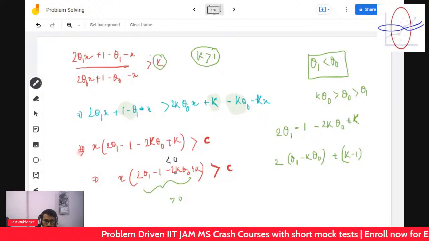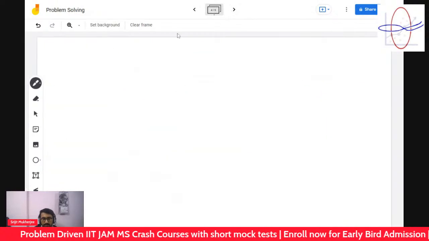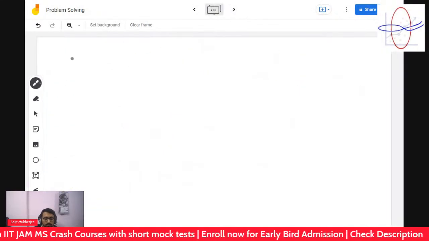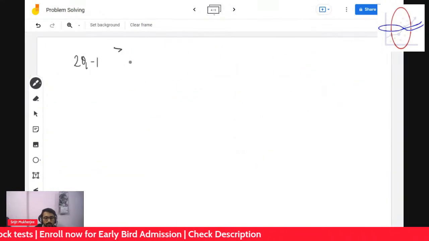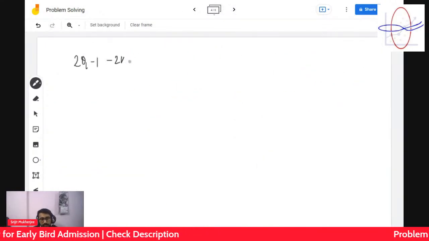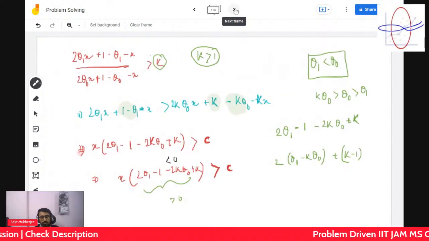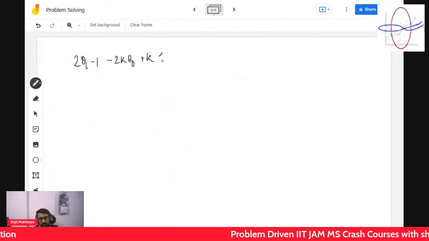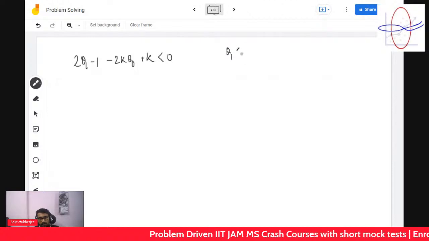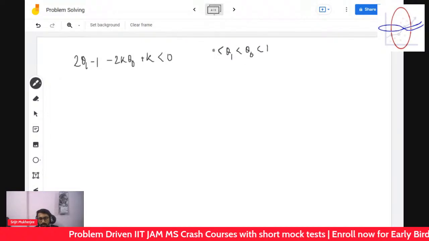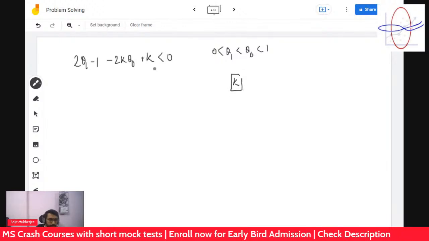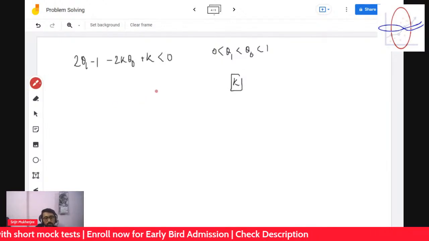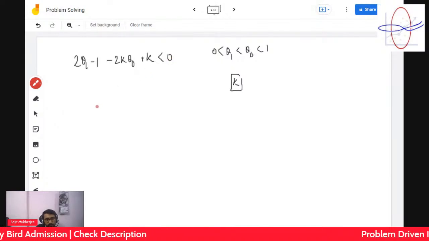This is the beauty. So therefore, let's understand what happens to this: 2 theta 1 minus 1 minus 2k theta naught plus k. We know that theta 1 is less than theta naught, and less than 1, greater than 0. We don't know anything about k, but it's expected k will be greater than 0. So we have to prove that this is less than 0. So how do we prove it?